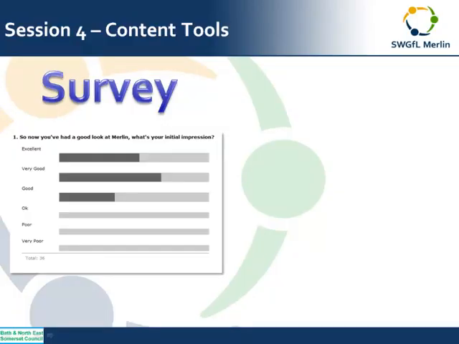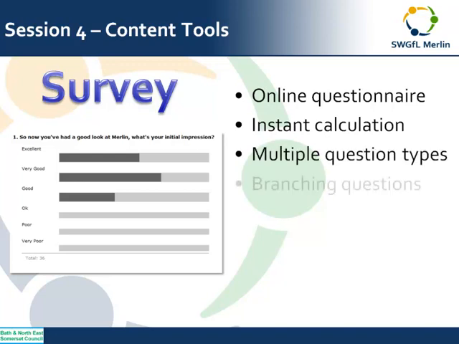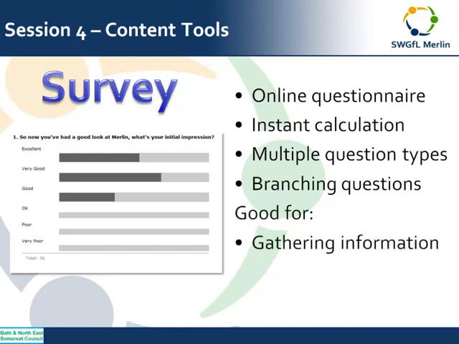Another tool in Merlin is the Survey tool. This allows you to create online questionnaires where the responses are instantly compiled and the results calculated for you. The survey allows for many different question types, from multiple choice to rating scales, and there is the option to have branching questioning, where the next question depends on the response given to the previous one.